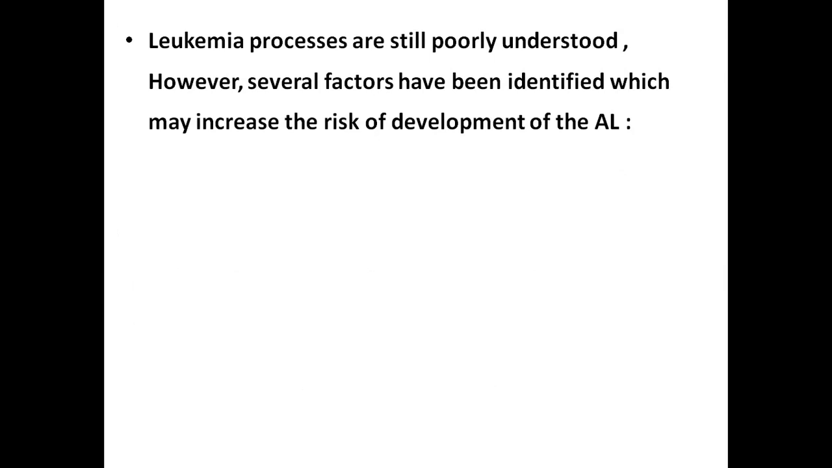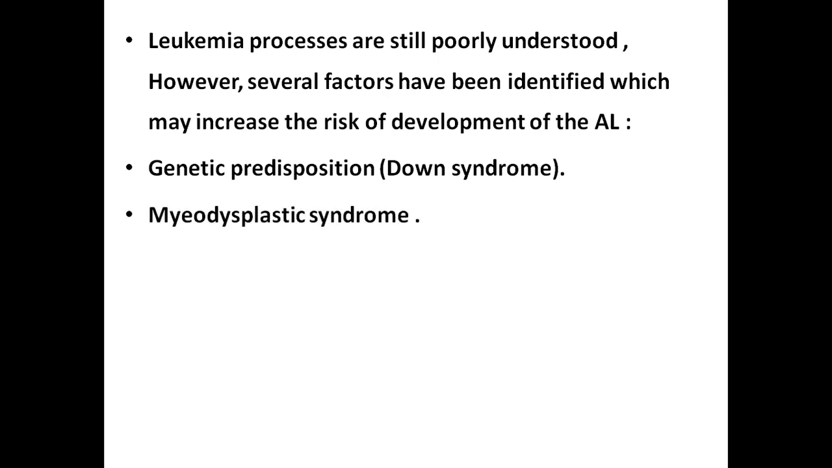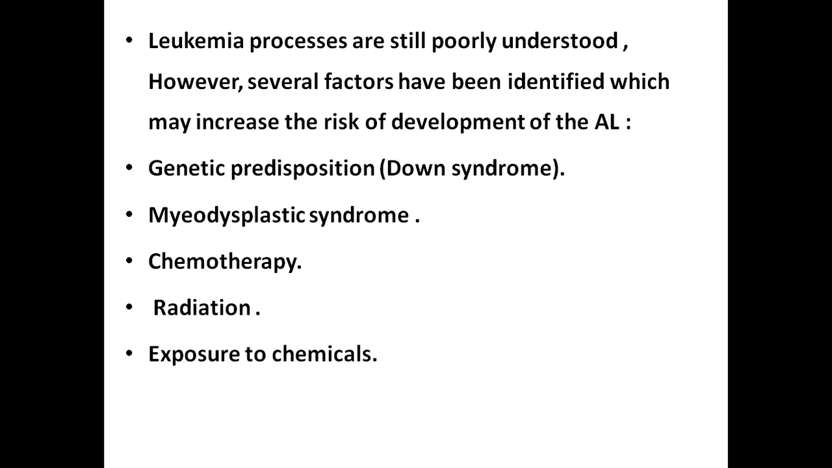However, several factors have been identified which might increase the risk of development of acute lymphoblastic leukemia. We can cite genetic predisposition, family forms like Down syndrome, blood disorders like myelodysplastic syndrome, treatment with chemotherapy, treatment with ionizing and non-ionizing radiation, exposure to chemicals such as benzene, and finally infections.